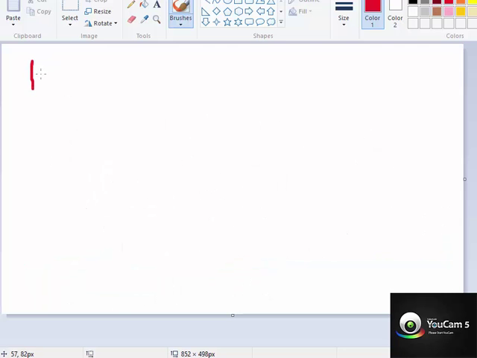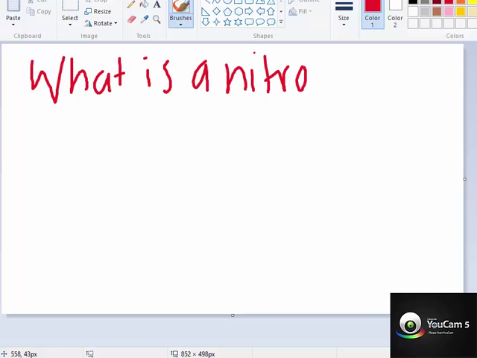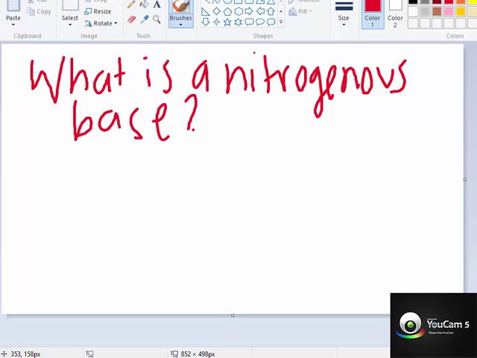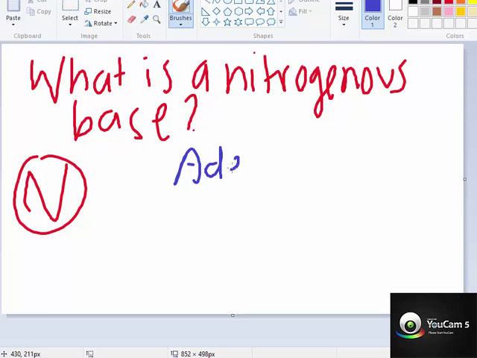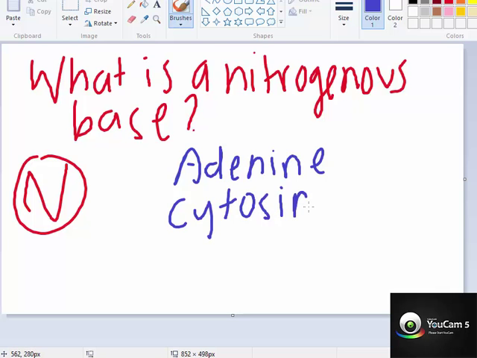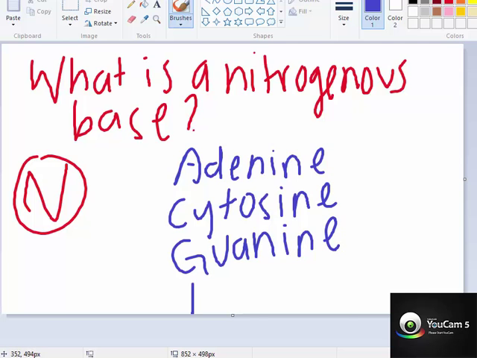So first of all, what is a nitrogenous base? Basically, a nitrogenous base is a molecule, and they all have a nitrogen in them, which is why they have the name nitrogenous base. And for DNA, there are 4 different nitrogenous bases, and they are adenine, cytosine, guanine, and thymine.